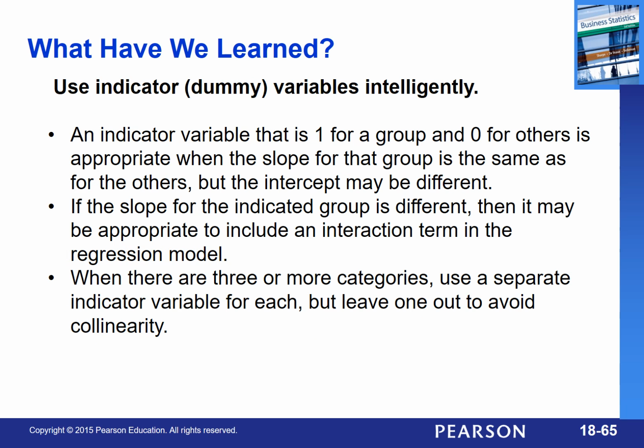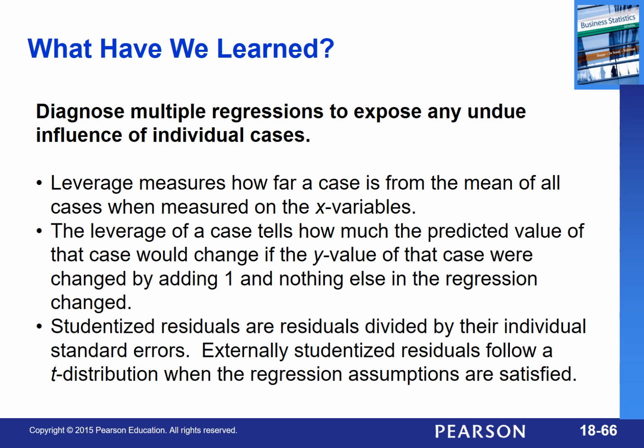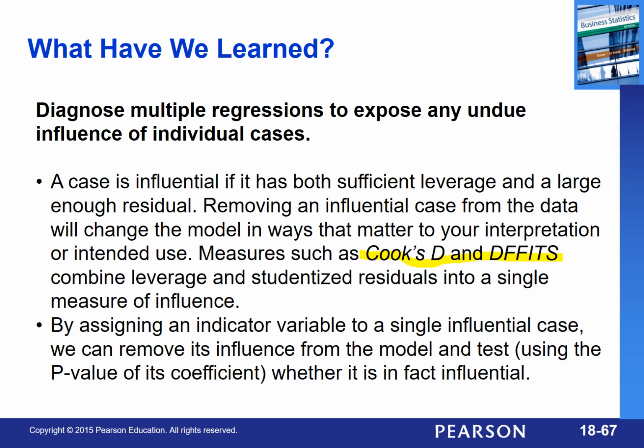So, what have we learned? We learned about indicator variables. Here are their details. We learned about how to diagnose whether or not something was influential based on individual cases, looking at leverage values and studentized residuals to decide that. Additionally, we talked about two measurements that I'm going to calculate for you using Minitab, called Cook's D and DFITS. And these are great for deciding whether or not something is a measure of influence.